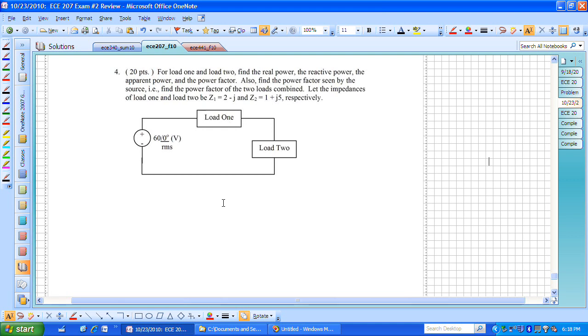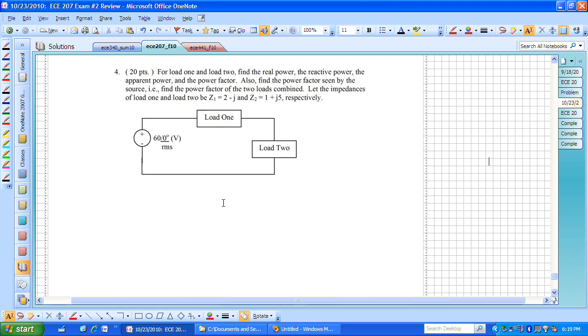We're looking at problem number 4 from a previous exam, an exam from summer of 2007. Problem 4 says we want to find all of the different powers: real power, reactive power, apparent power, and then the power factor of the two different loads, load 1 and load 2.